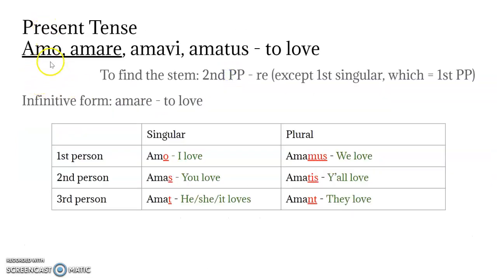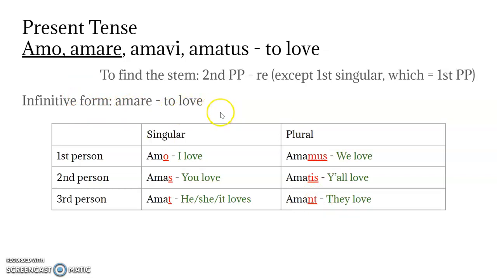So looking back at the present tense, we just look at amo, amare. The first principal part gives you the first person singular, amo, so you can just copy that there. It ends with o, meaning I'm doing it. And you can see how the rest of it works with its endings. The present tense endings are all underlined. The infinitive form amare here is to love.